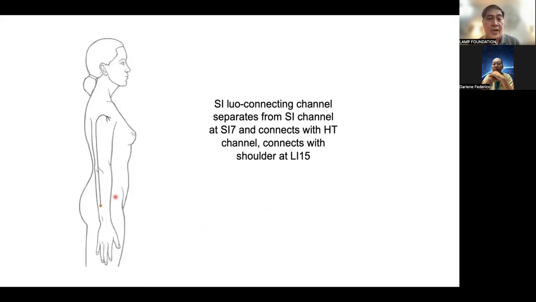So tandaan nyo po ito, SI7. So after separating from the primary channel at SI7, small intestine 7, nagko-connect po si SI channel with the heart channel at heart 7. Okay, SI7 nagko-connect siya sa heart 7. Another branch will continue up the arm, crosses the elbow, and then joins with the shoulder.